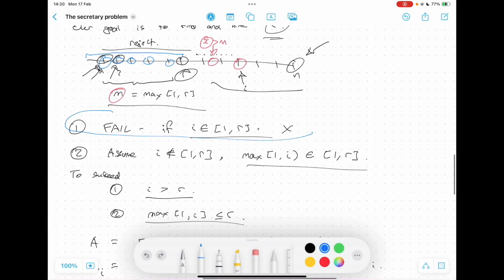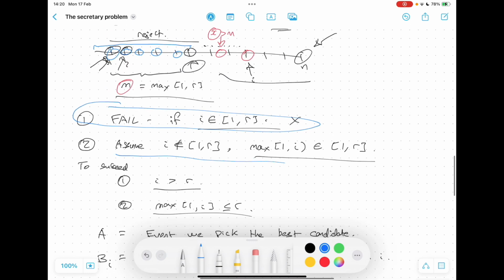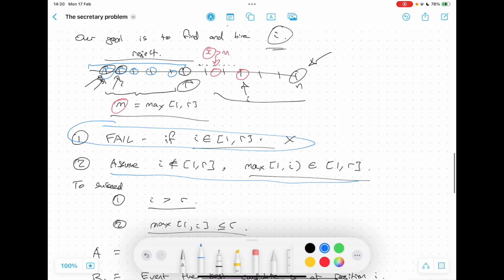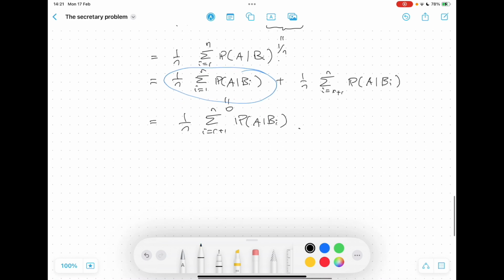Right, so we look at our conditions. We've already used the first condition in determining that this was 0. With the second condition, we are told that the maximum value between 1 and I minus 1 has got to be within the first R. So how do we write that down? Let me write that down properly. These are going to be the first R, and then our I is assumed to be in this position, since we are looking at the I's from R plus 1 to N. So our I is going to be beyond R.